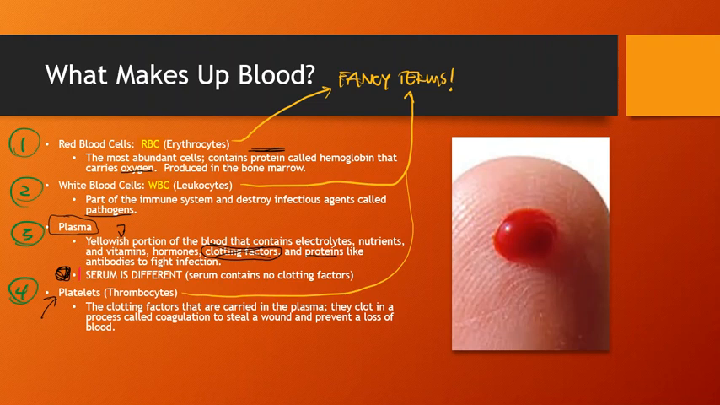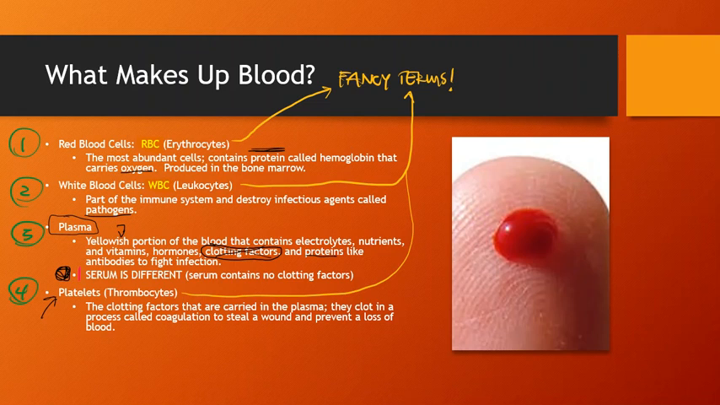So whole blood, like whole milk, includes everything. Whole blood are the red blood cells, the white blood cells, the plasma. And that plasma contains everything. Electrolytes, nutrients, vitamins, hormones, clotting factors, proteins, antibodies, you name it, it's there. But depending on the forensic test that we're going to be doing, sometimes whole blood is okay, and sometimes it's not.